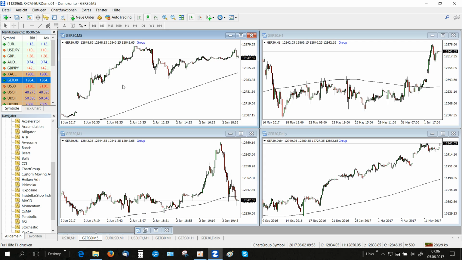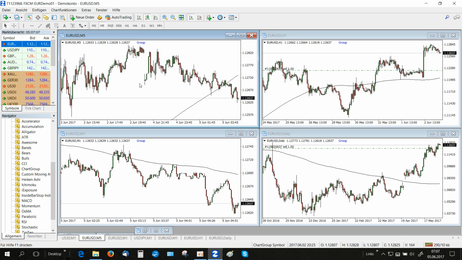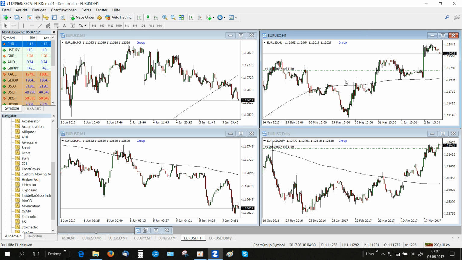Now we want to analyze another market, let's say the euro dollar, and drag the corresponding symbol onto any one of the charts. Immediately, all four charts get synchronized and now show the daily, the hourly, the 5-minute, and the 1-minute chart of the euro dollar instead of the DAX.